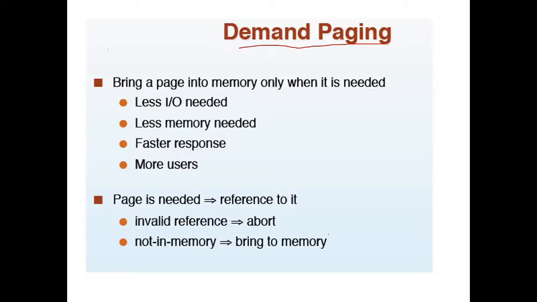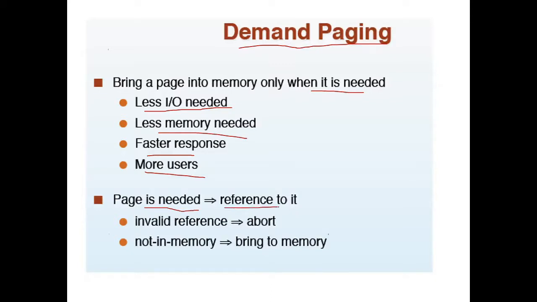If there is less memory available and a larger process comes for execution, then in such cases whichever page is demanded, only that page will be brought into the main memory. So bring a page into memory only when it is needed. This gives less input output needed, less memory needed, and even the response will be faster and more users can execute their processes.